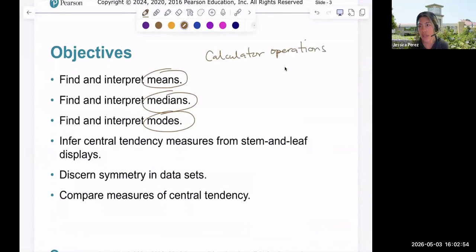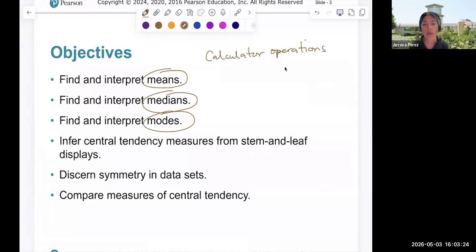You're going to be able to use your calculator. If you have large data and you want to find the mean, you're going to be able to list that data and then hit 1-Var Stats, and that will tell you what the mean is, the median, not the mode, because modes are very easy to detect, especially since most of the time they're repeats, right? We're going to talk about inferences of central tendency measures from a stem and leaf display. And then we're going to discern symmetries in data.